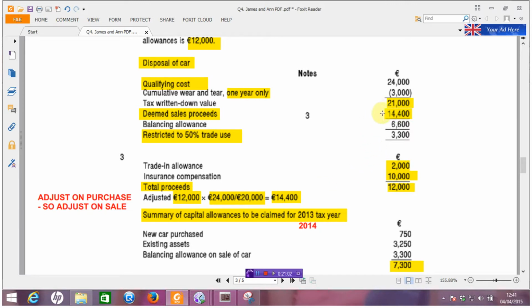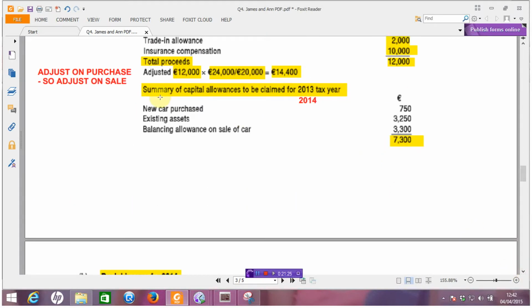That gives us this number above that we're comparing to the tax written down value. The difference between the tax written down value and these adjusted or deemed proceeds is 6.6. But bear in mind that because it's a private use car, we have to restrict it by 50%, and that's where we get the 3.3. So in terms of a summary of capital allowances, as per the above, we had that private use car at 750, the existing assets from our little table above, and the balancing allowance on the car. That gives us the 7.3, which we can include in the computation.